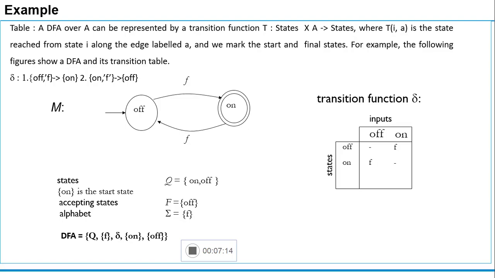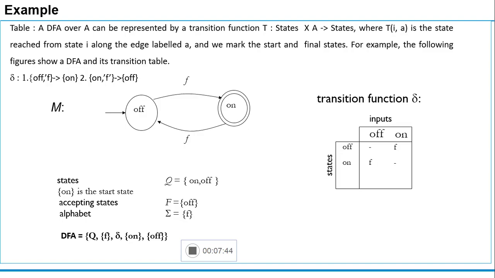We can see an example here. We have an already defined example. So here the states are, on is the starting state, so Q will be represented as on comma off. On will be the starting state, and the accepting state is going to be off, and the alphabet is going to be F. And we have something called a transition function. We have to represent a transition function.